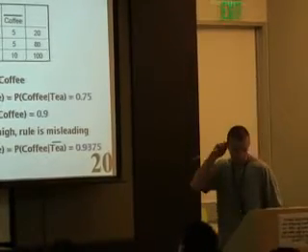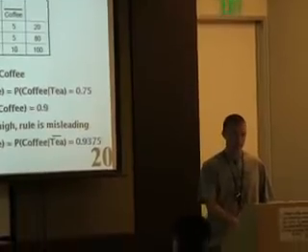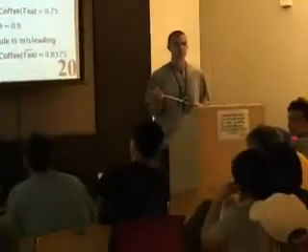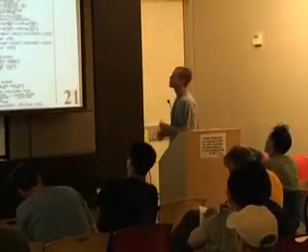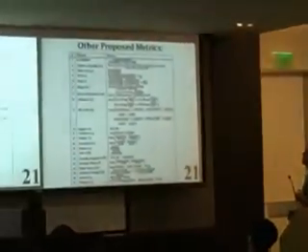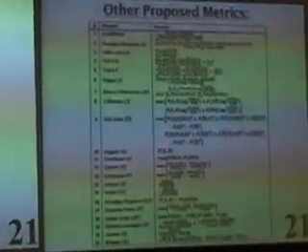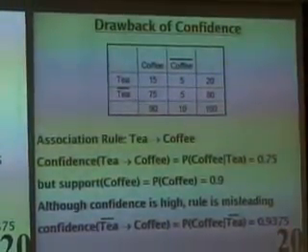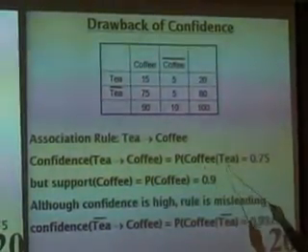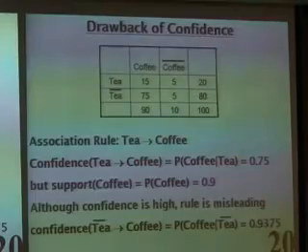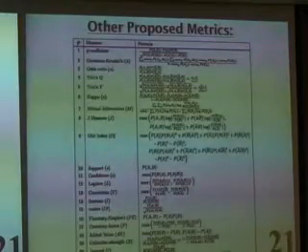Any comments on this slide before I move to the next one? Okay, your book talks about a whole bunch of other proposed metrics. If you notice, these are all formulated in probabilistic terms. Of course, you can formulate support and confidence in probabilistic terms too. Confidence is simply the conditional probability of coffee given tea, and support is just the joint probability of coffee and tea. So thinking in probabilistic terms, there's a whole bunch of other ways to look for associations.